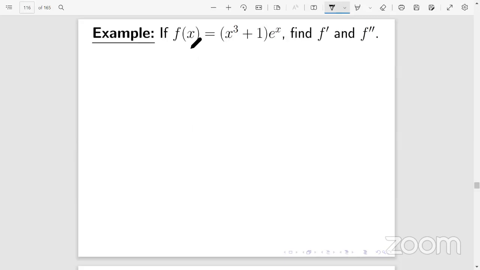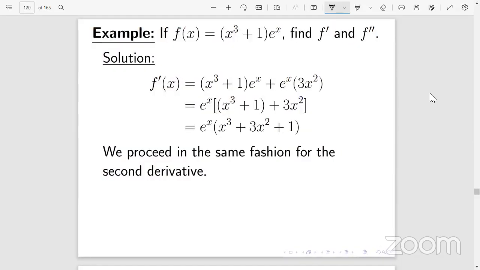We have another example here, f of x, which is the product of two functions, x cubed plus 1, and another function, e to the power x, and you have to find f prime and f double prime. I know that you know how to differentiate a polynomial like x cubed plus 1, and again, you know how to differentiate e to the power x. So I'm going to leave this as an exercise for you to try to find f prime and f double prime. So I'm just going to skip this slide.